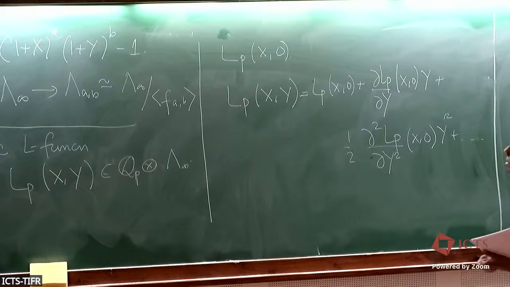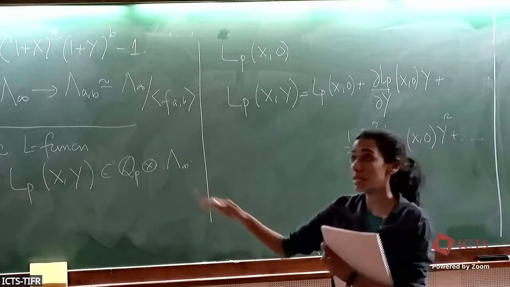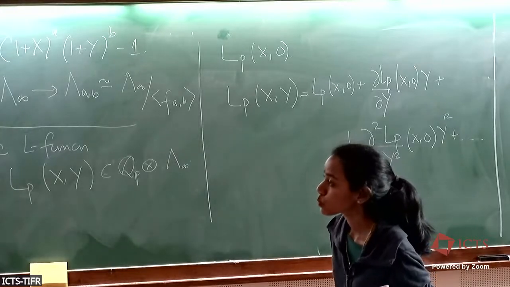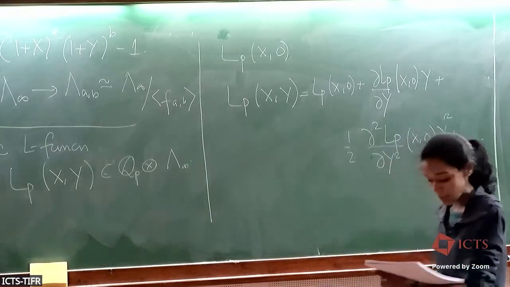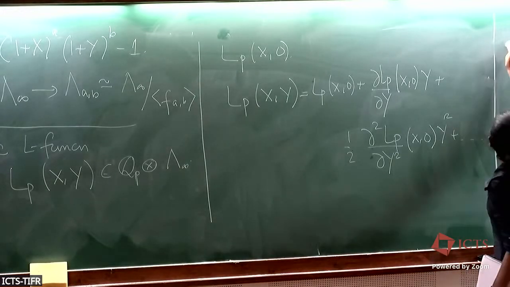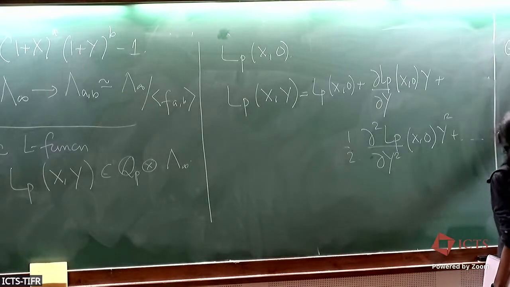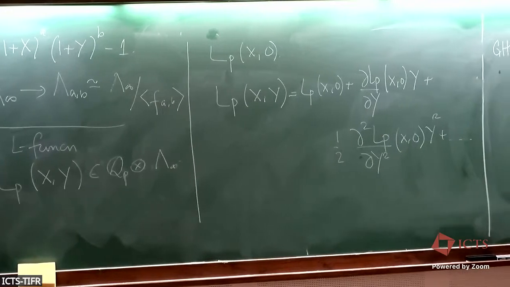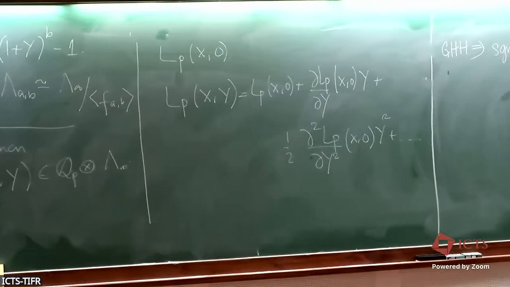So what happens is, in the setting that I'm in, I've assumed the generalized Heegner hypothesis. What the generalized Heegner hypothesis is going to do is allow me to say that the sign of the functional equation of E over K is -1 at s.